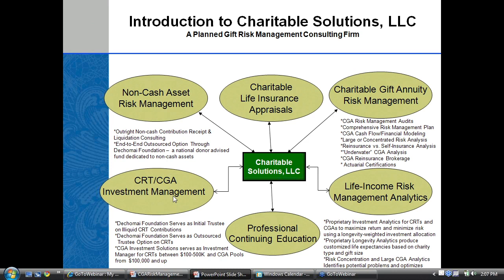We also do CGA investment management, not so much on the CRT side, but on the CGA side, usually for smaller pools, so usually between 0 and 3 million or so in assets.